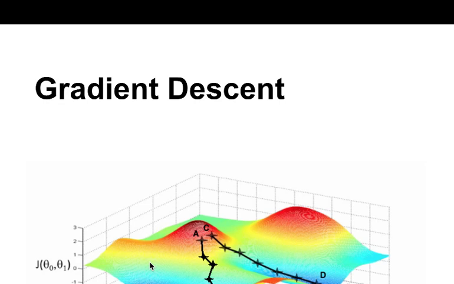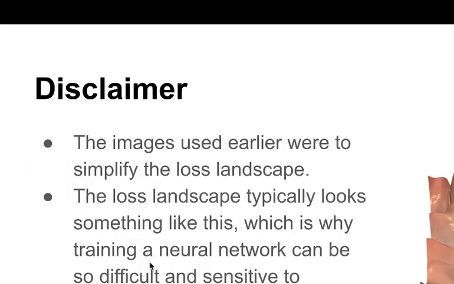And then you can also view this in level curves. I'm not going to go over this. And a disclaimer, the images used earlier were just to simplify the loss landscape. It's actually a lot more complicated. This was from the paper Visualizing the Loss Landscape of Neural Networks. As you can obviously see, it's a very complicated system. And because it looks like this, that's why training a neural network is so difficult and sensitive to hyperparameters.